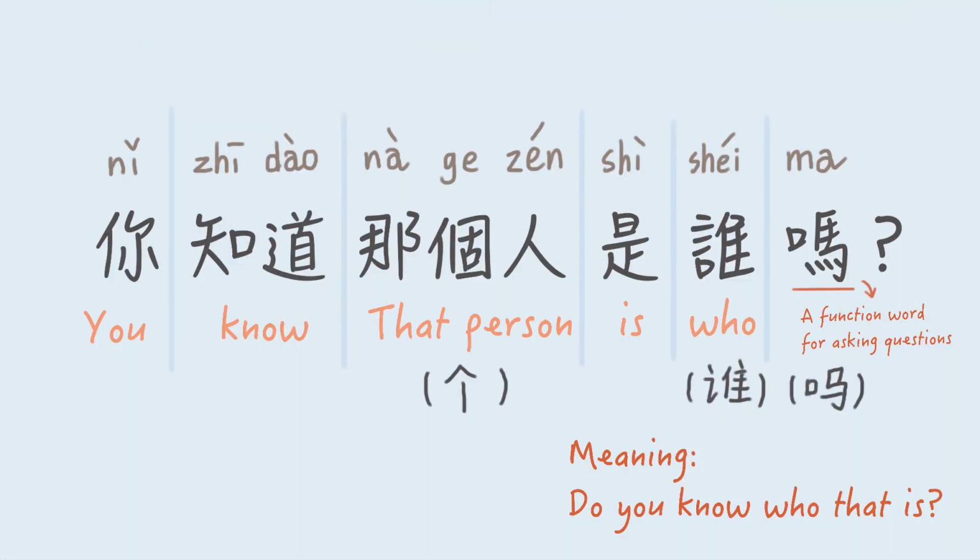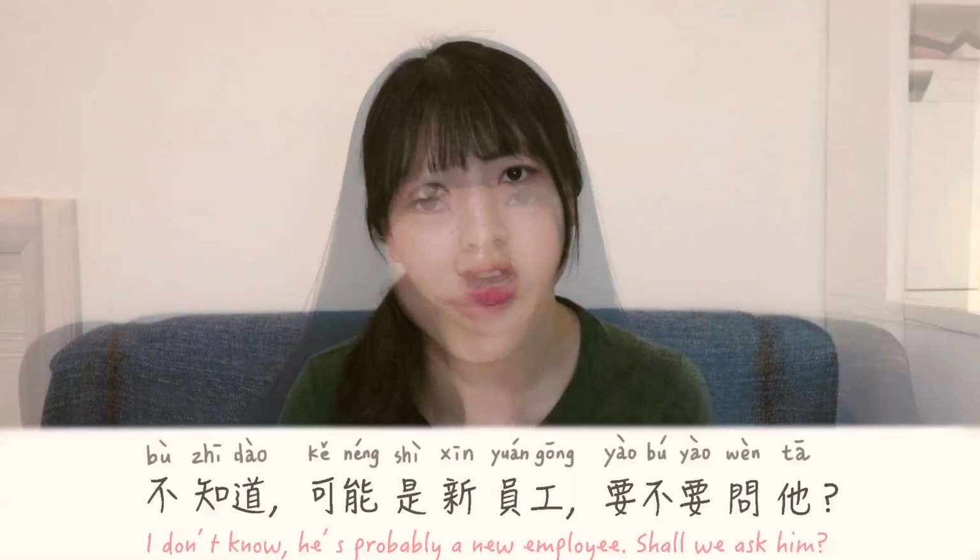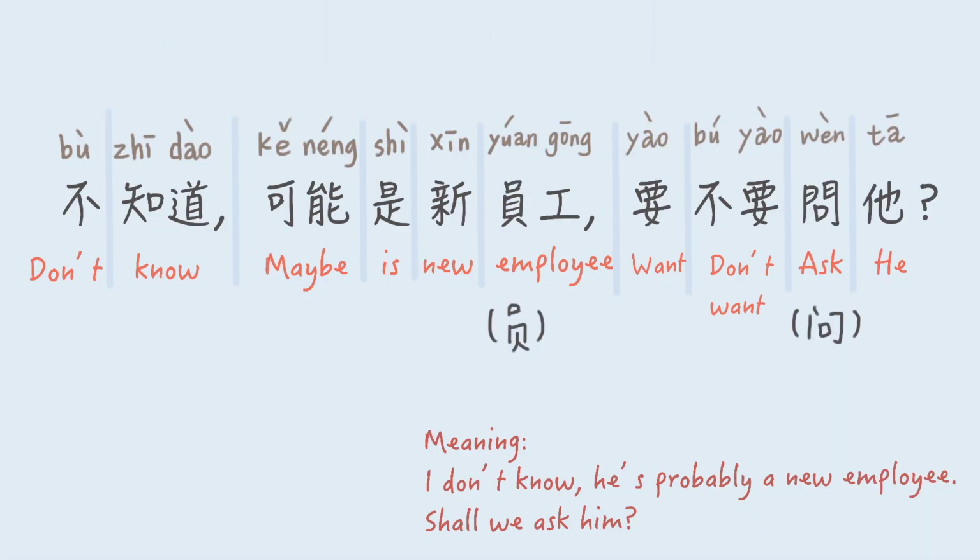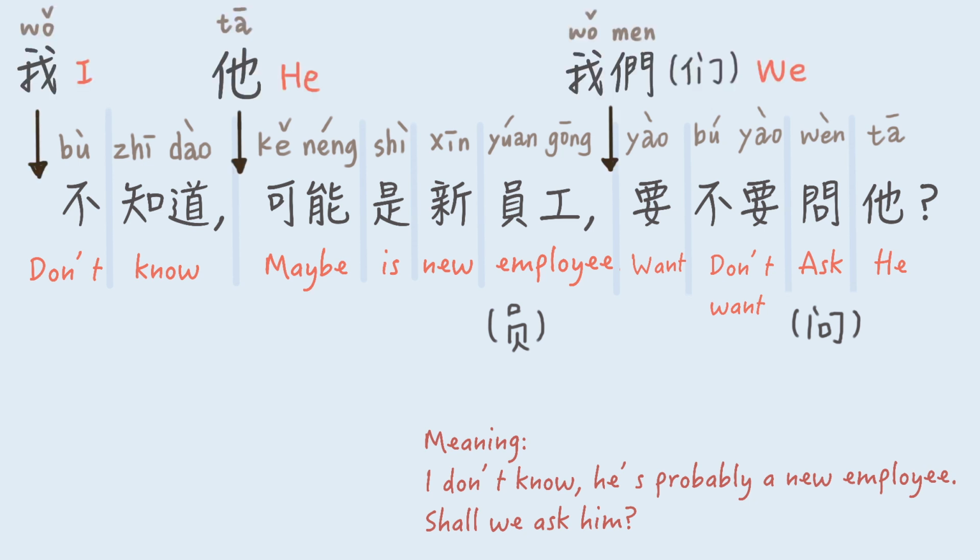Forming a Chinese sentence depends more on its meaning instead of its form. So sometimes it won't be a complete SVO structure, but still a grammatically correct sentence, as long as it's obvious what it refers to. Usually if the subject or the object is deleted, you can understand the meaning of the sentence from the context. For example, someone asks, 你知道那个人是谁吗？ It means, do you know who that is? You might hear the answer like, 不知道，可能是新员工，要不要问他？ I don't know, he's probably a new employee. Shall we ask him? In this sentence, 我, I, 他, he, 我们, we are all deleted because you can easily understand the meanings in that situation.